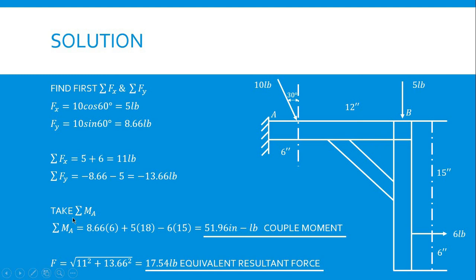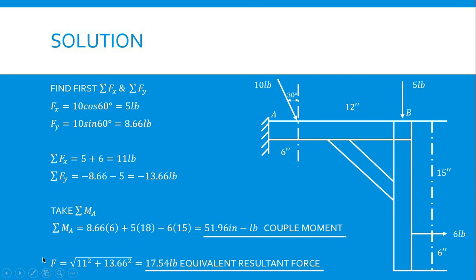Next, we are going to take the summation of moments at A. Summation of moments at A is equal to 8.66. Since F of x is not applicable, 8.66 will be the only one that is applicable to rotate or turn, multiplied with distance 6 plus 5 multiplied with 18 minus 6 multiplied with 15. That will give us 51.96 inch-pound couple moment.